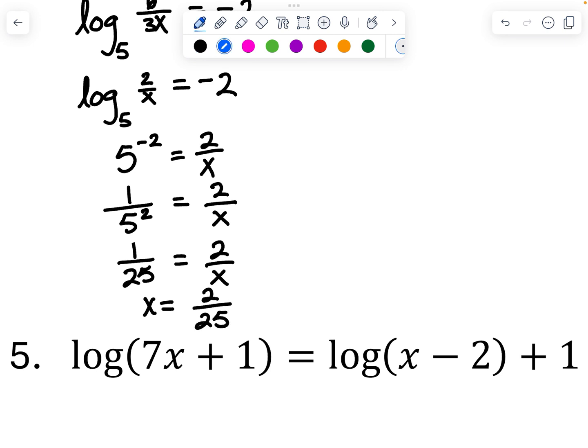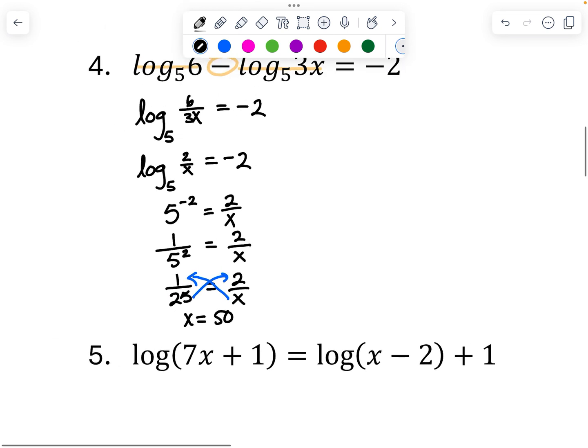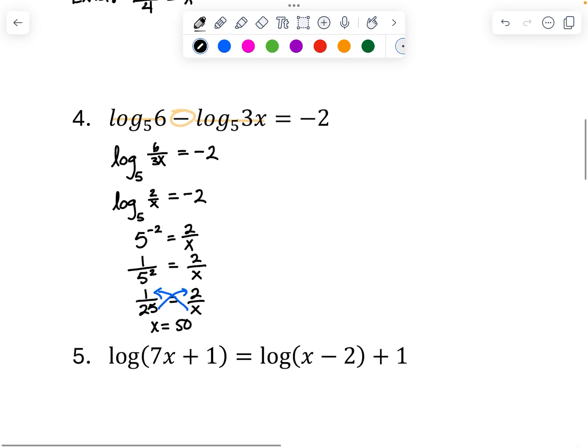So that is x is equal to 2 divided by 25, because I would multiply by x. Oh, and multiply. I'm glad I wrote that out because my answer is wrong. If I cross multiply, I get x equals 50. I think I'll check that.